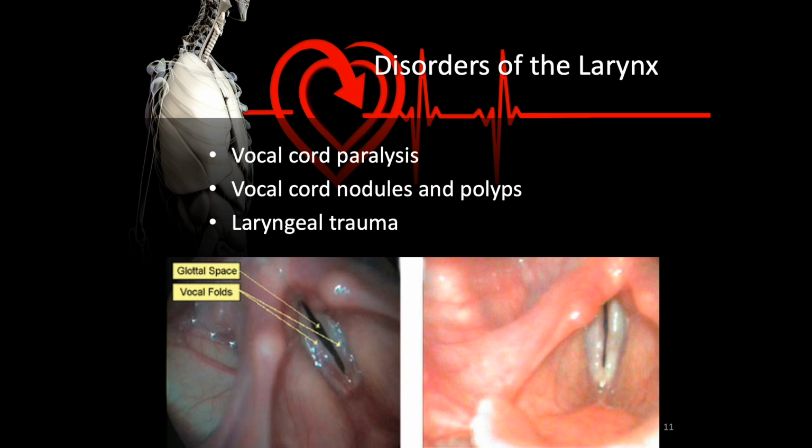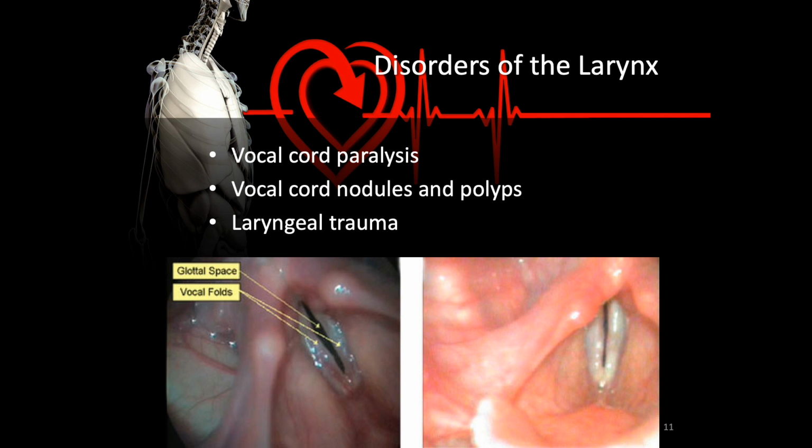Here are 2 images of the larynx being shown while they are vibrating, that is, while phonation is going on. And the larynx itself can cause an obstruction of the upper airway from vocal cord paralysis or from vocal cord nodules and polyps, essentially structures that obstruct the airway.